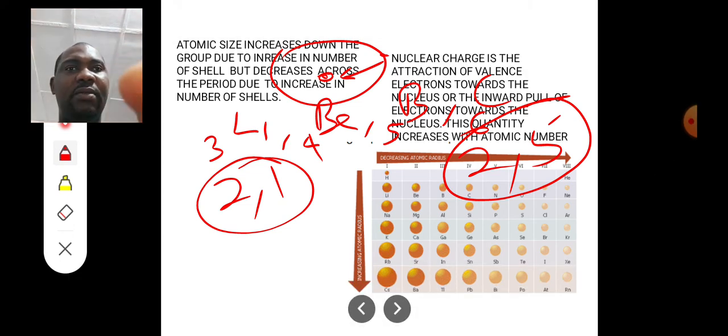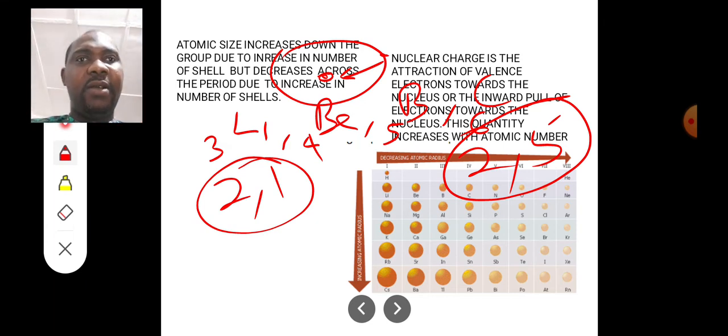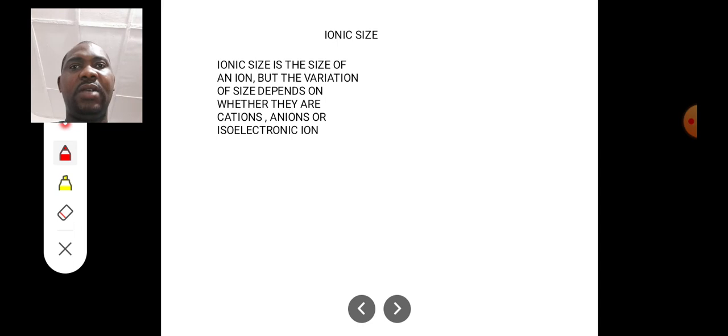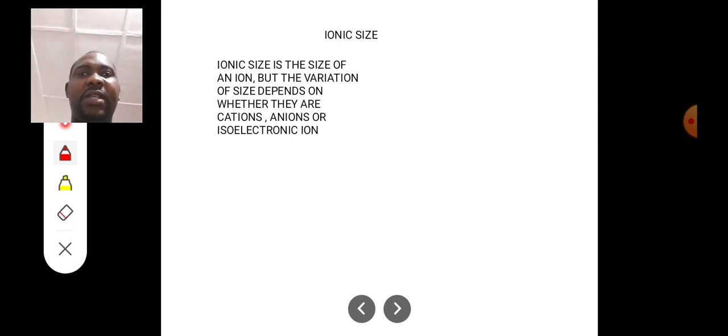So here we see the nuclear charge is the attraction of valence electrons towards the nucleus, or the inward pull of electrons towards the nucleus. This quantity increases with atomic number. I think I've made that clear. Okay, so we now look at the ionic size.